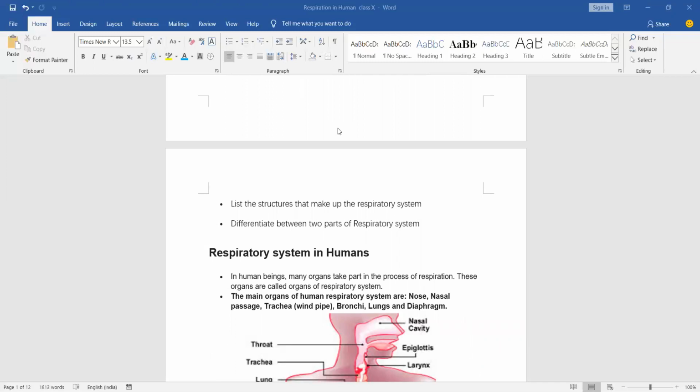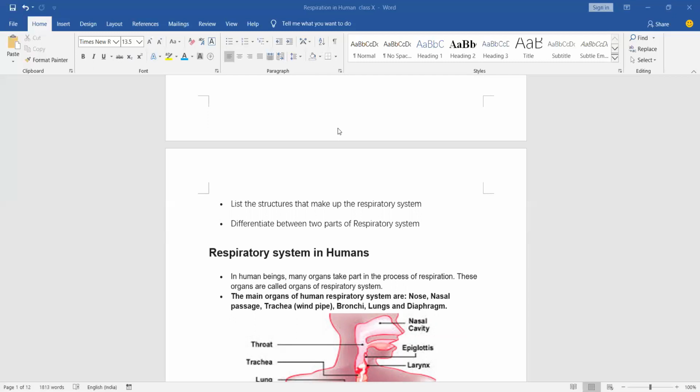Before starting the topic, students, many of you are confused about the difference between breathing and respiration. There is a lot of difference between them. Breathing involves the process of inhaling oxygen and exhaling carbon dioxide. Respiration is the process of breaking down glucose to produce energy, which is then used by cells to carry out cellular functions. Breathing takes place in the lungs. Respiration takes place in cells.